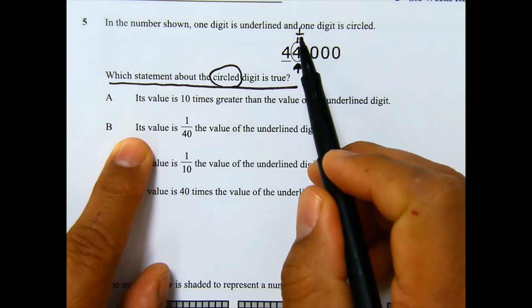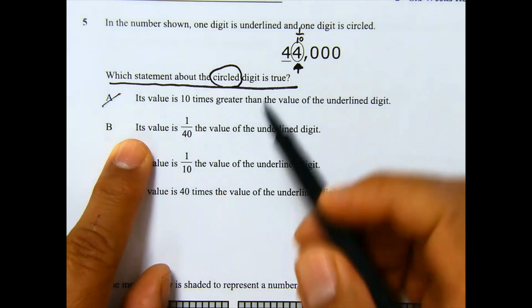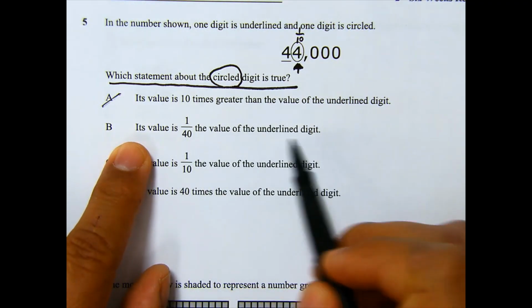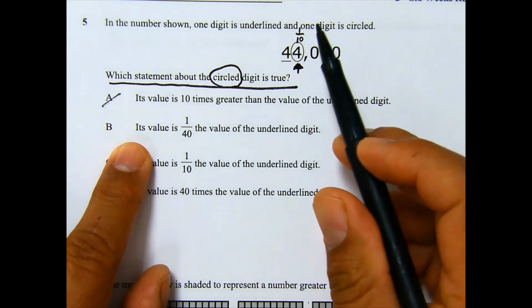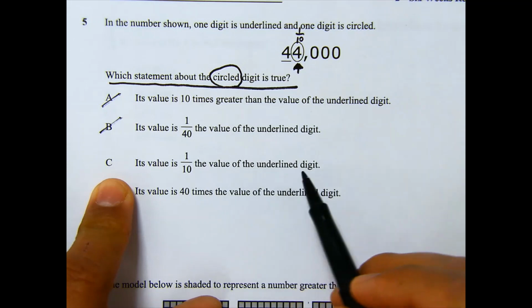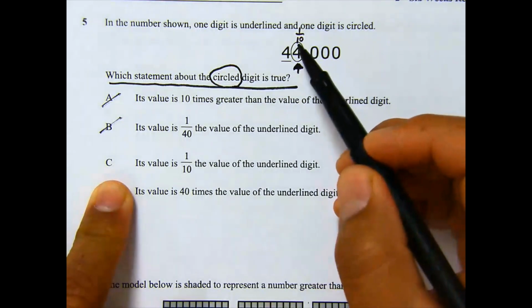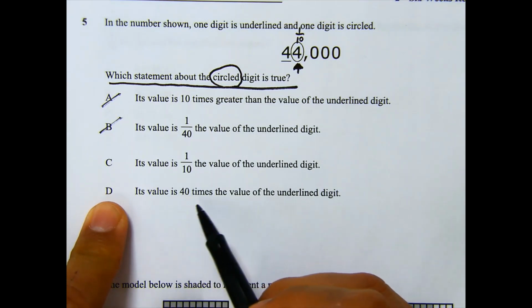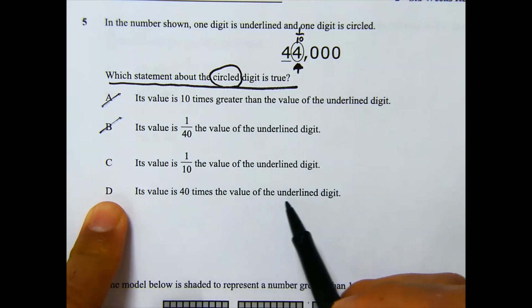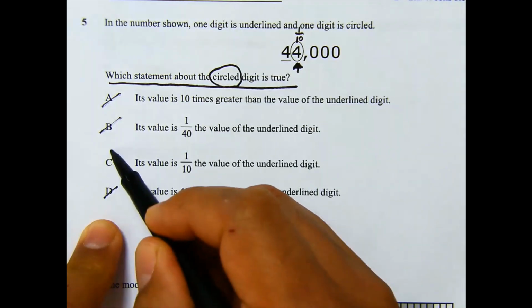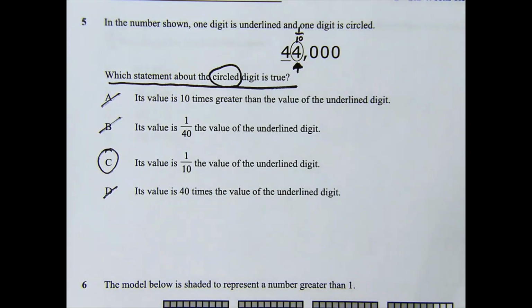No, we said it was 1/10 the value. Its value is 1/40th the value of the underlined digit. It's not 1/40th, it's 1/10 the value. It's 1/10 the value of the underlined digit. Yes, it's 1/10 the value of the underlined digit. Its value is 40 times the value of the underlined digit. No, it's 1/10 the value. So our answer would be C.